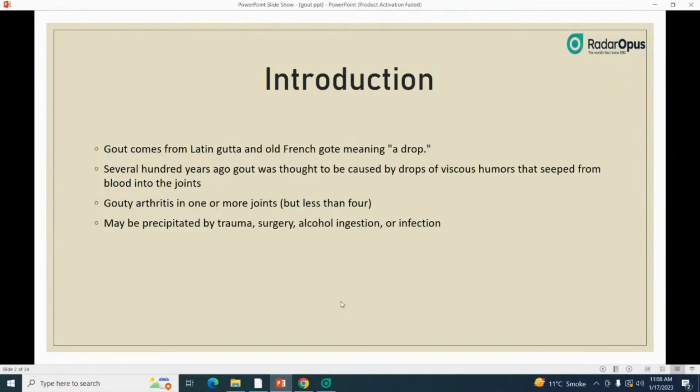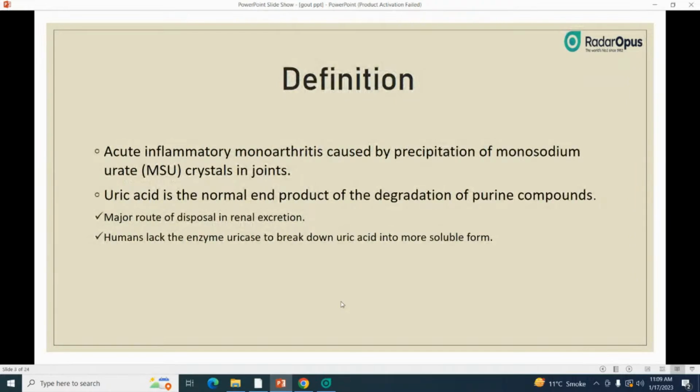Gout has been recorded in the medical literature since ancient times and has also been mentioned in the biography of many distinguished personalities. It is a metabolic disease that results from an increased body pool of urate with hyperuricemia. It typically is characterized by episodic acute arthritis or chronic arthritis caused by deposition of monosodium urate crystals in joints and connective tissue tophi, and carries the risk for deposition in the kidney interstitium, or uric acid nephrolithiasis. So this was all about my introduction part. Now I'm moving on to my next slide, that is definition.